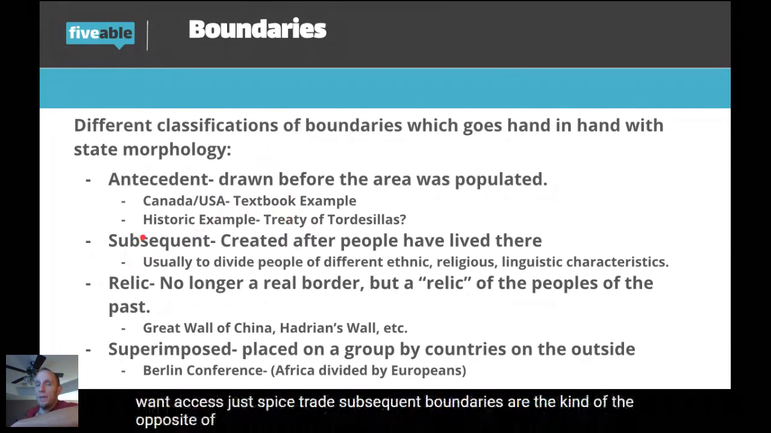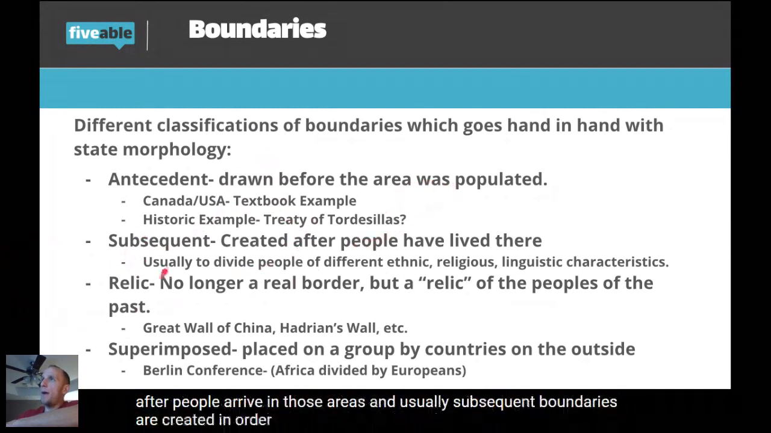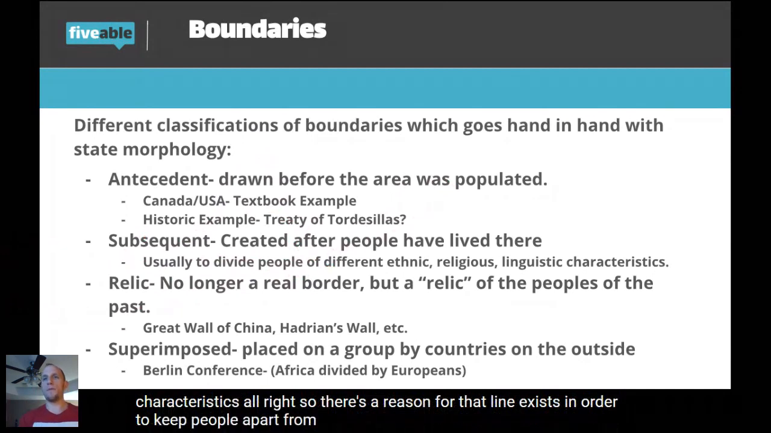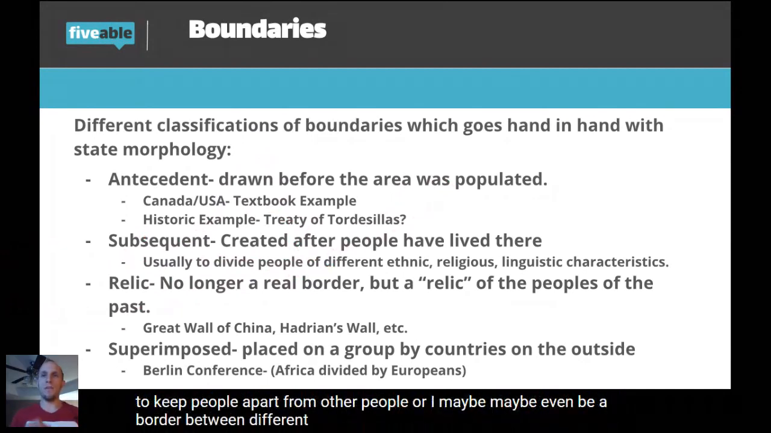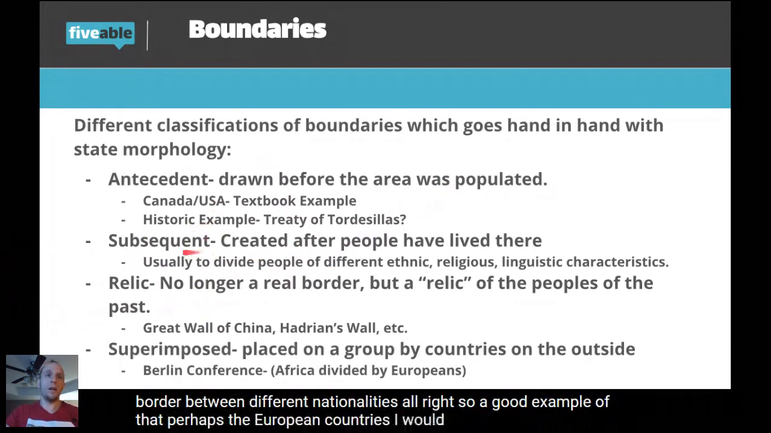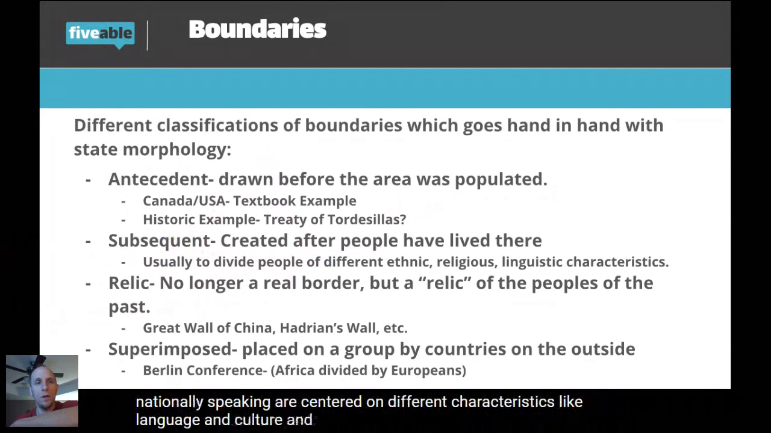Subsequent boundaries are kind of the opposite of antecedent boundaries. The boundaries are drawn after people arrive in those areas, and usually subsequent boundaries are created in order to divide people by ethnic, religious, or linguistic characteristics. All right, so there's a reason for that line. It exists in order to keep people apart from other people, or maybe even be a border between different nationalities. A good example of that is perhaps the European countries. I would say that those people, nationally speaking, are centered on different characteristics like language and culture and religion.